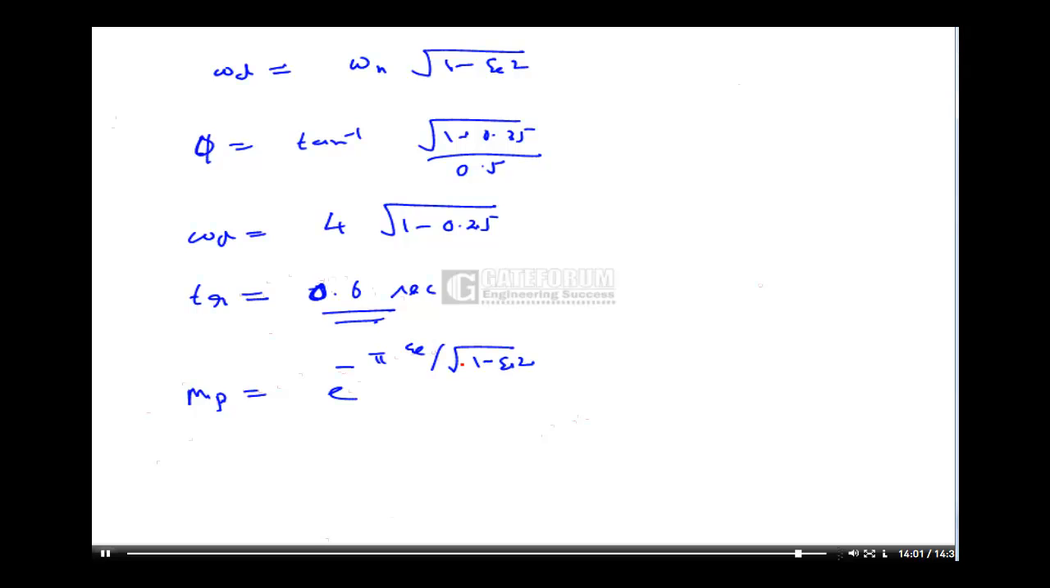Now for maximum overshoot, Mp is e to the power minus pi zeta upon under root of 1 minus zeta square. Substitute the value of zeta and we get 0.546 or 54.6%. So this way the value of rise time and maximum overshoot is found using the formulas. If we remember the formula, it's well and good. Otherwise we have to derive it in the exam. So this was a set of problems from the other years of the GATE exam.